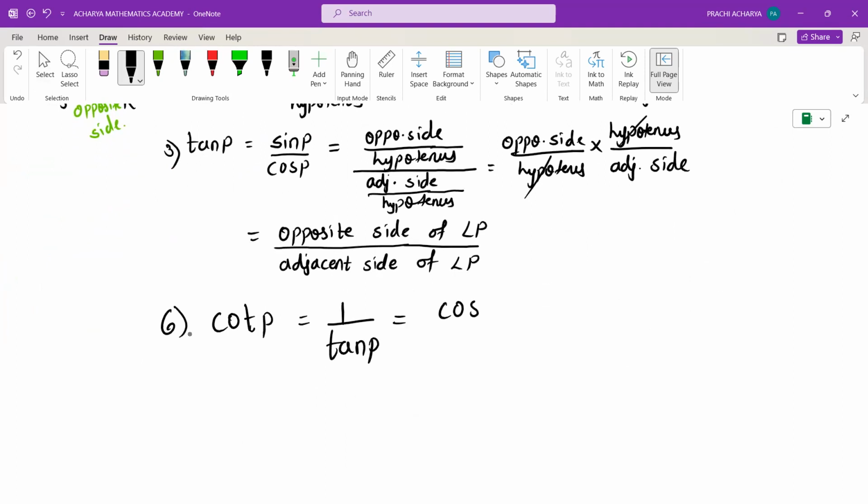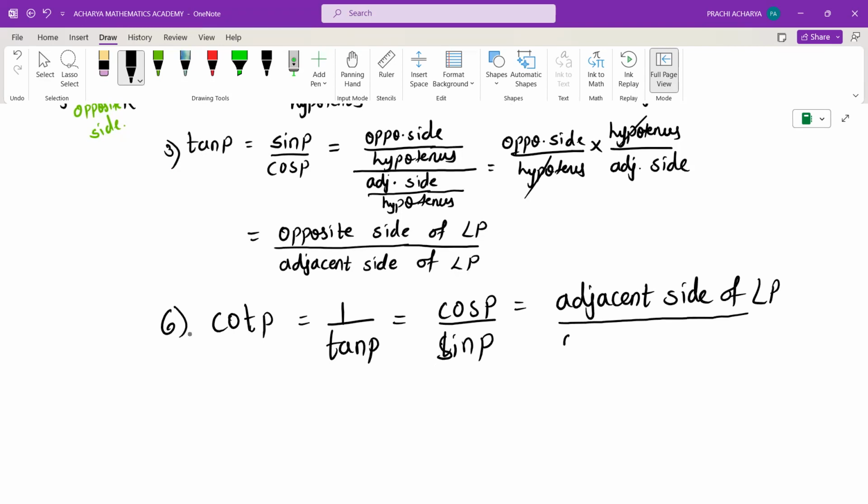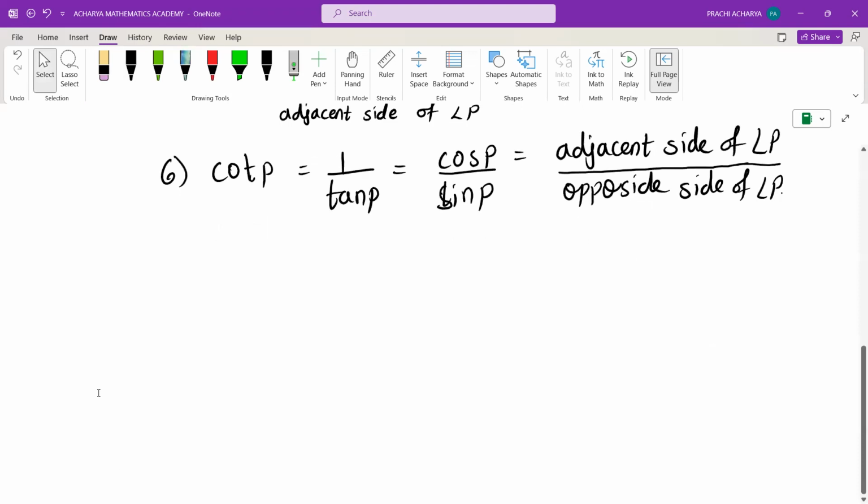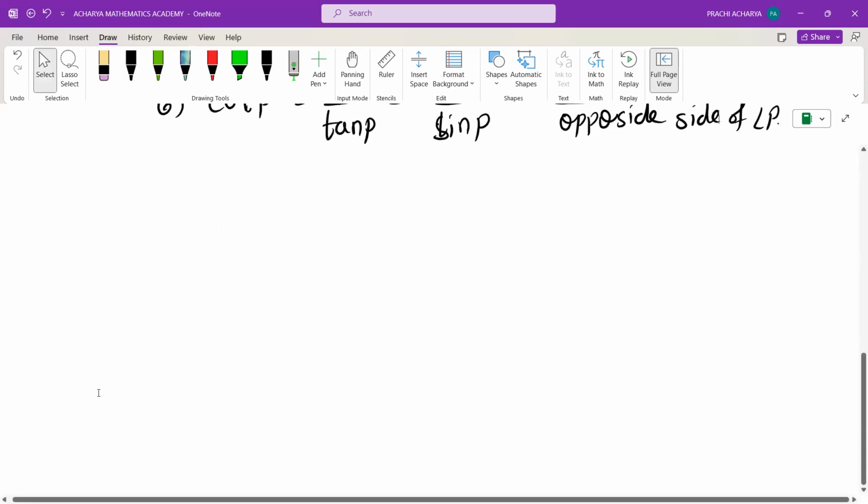That is, it is cos P upon sin P. And in terms of words, it is nothing but adjacent side of angle P upon opposite side of angle P, right? Now, let me give the short view to you all.